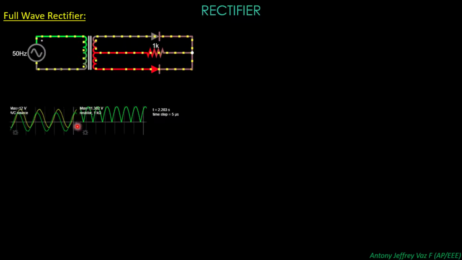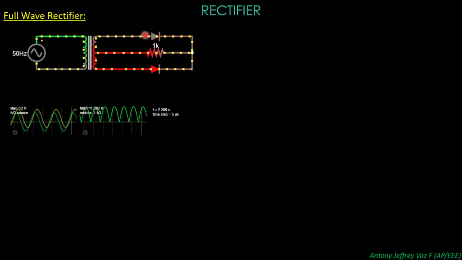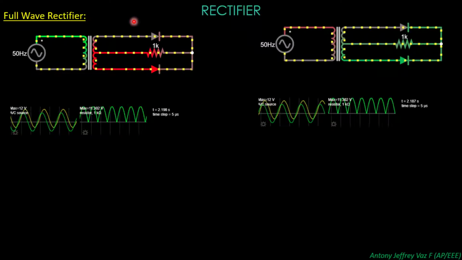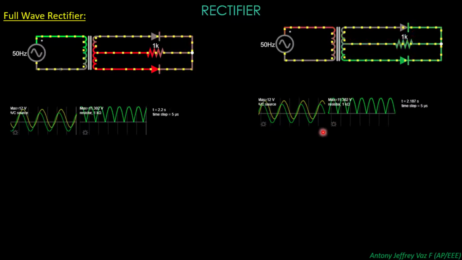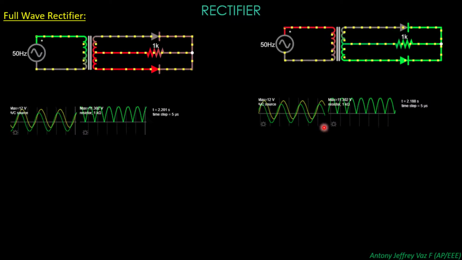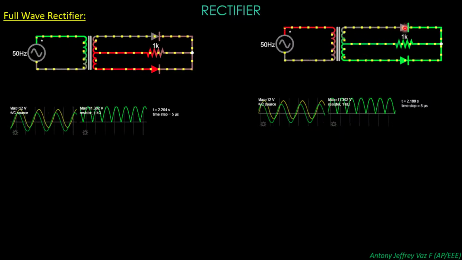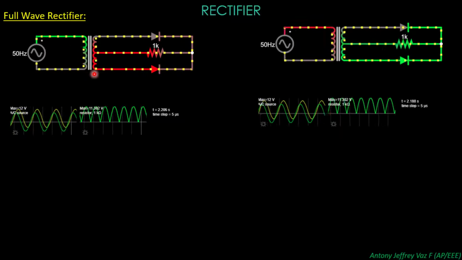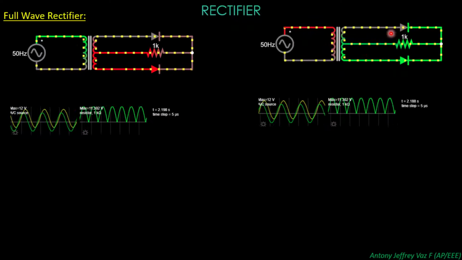Okay, so for the positive cycle you will have this amount of current flowing in this direction, as shown. Next we will see the negative cycle of the AC wave. When you have the negative cycle of the AC wave, you can see diode 1 is under reverse biased condition. Here diode 2 is in forward bias condition, whereas diode 1 is in the reverse bias condition.